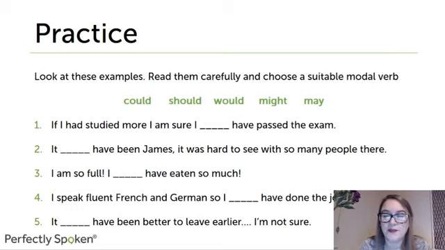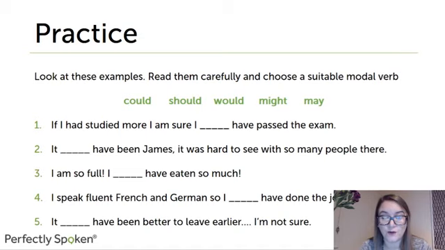Number 1. If I had studied more, I am sure I have passed the exam. Number 2. It have been James. It was hard to see with so many people there. Number 3. I am so full, I have eaten so much. Number 4. I speak fluent French and German, so I have done the job. Number 5. It have been better to leave earlier.